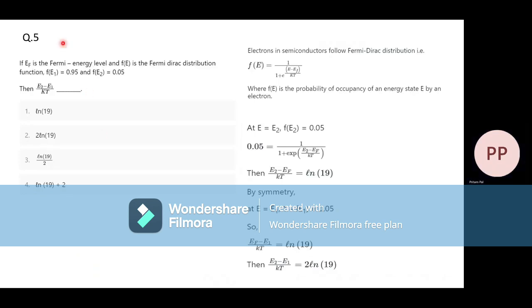Then the next question is: if EF is the Fermi energy level and F is the Fermi-Dirac distribution function, what will be the value of (E2 minus E1) by kT? Basically the energy difference over kT. The Fermi distribution function is given for two different energies, so simply write down the equation. It is like this.